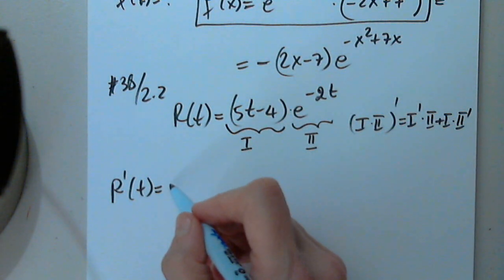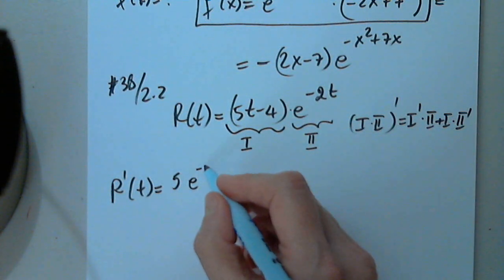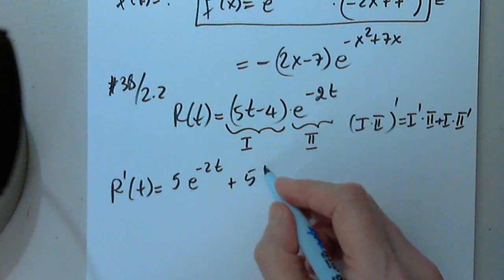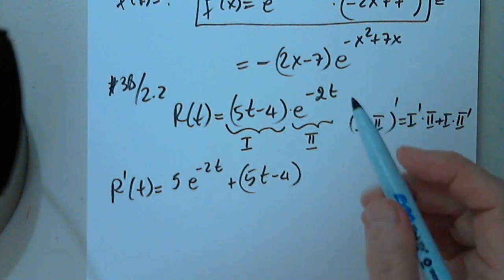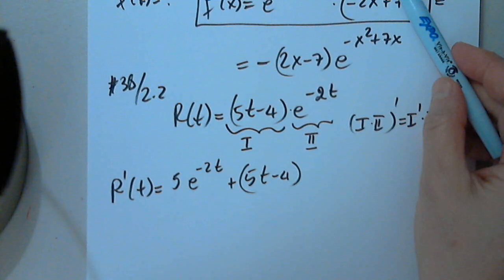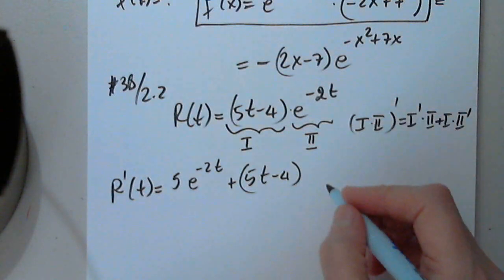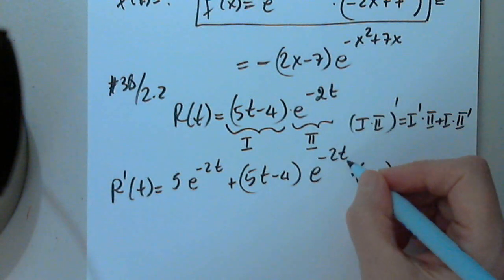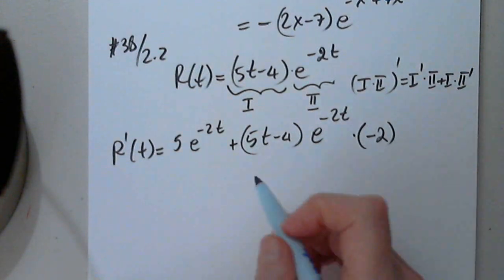And I get 5. Excellent. Times the second function. That's what it says. And then plus, I copy the first function, which is this. And now I have to differentiate function 2. And I'm back here. How do I differentiate e to a function? E to a function prime is e to the function times the function prime. So e to the function, but times the function prime. Would that be negative 2? That's it. So now I have 2 terms.